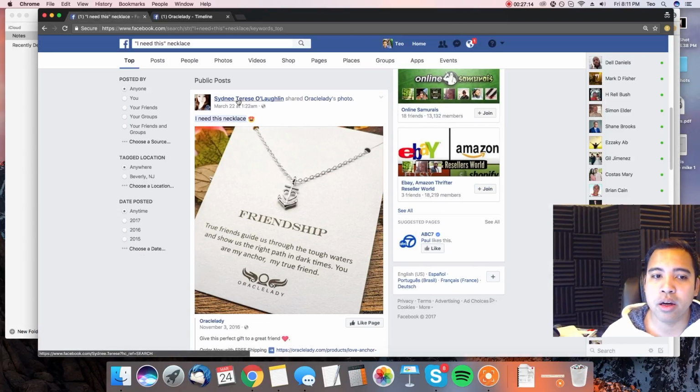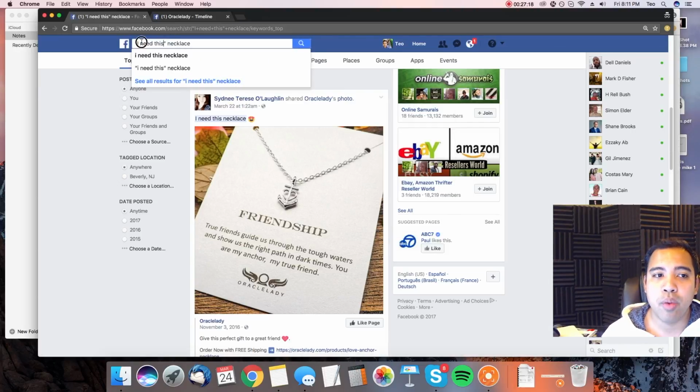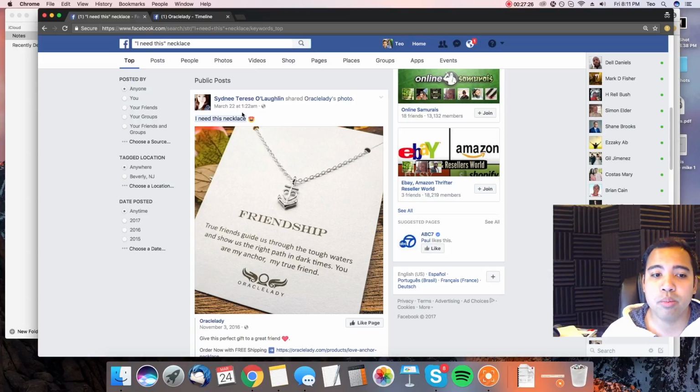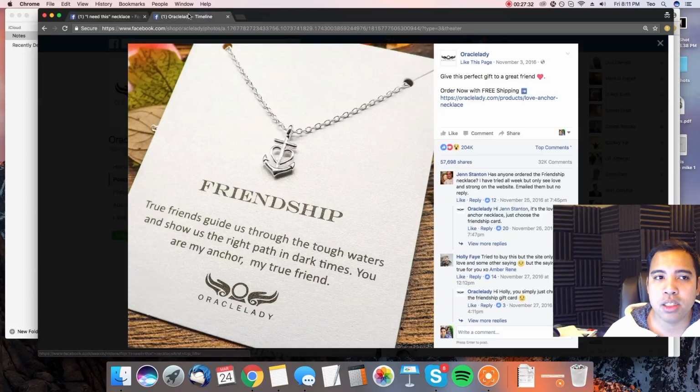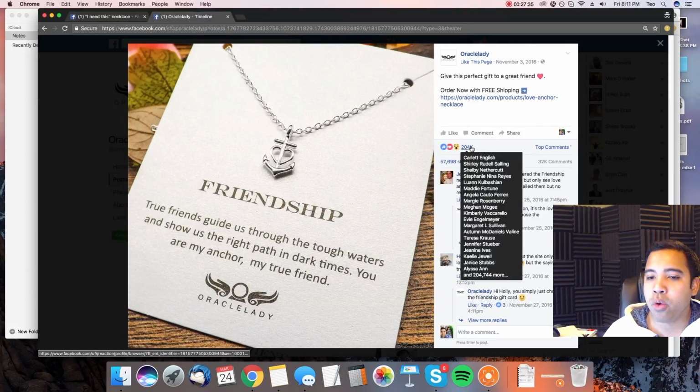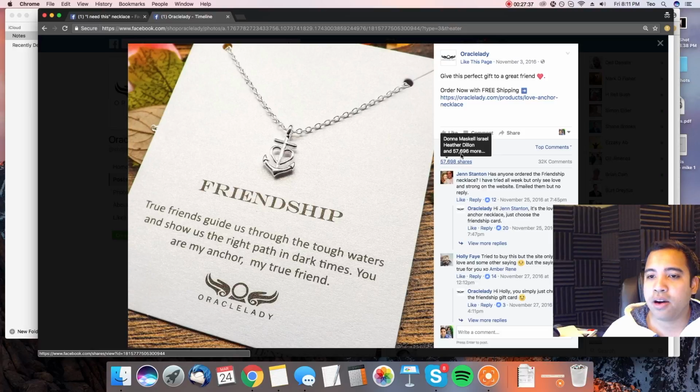We see this product here, this person shared this person's photo, and because that person, I put in quote, I need this, specifically Facebook will go out there and search for people that typed in on their Facebook wall, I need this. So for this person here, typed in, I need this necklace, and then we have the keyword here, necklace, right? And when we open this up, look at what happened here. 204,000 likes, 57,000 shares, and we have the product right here.